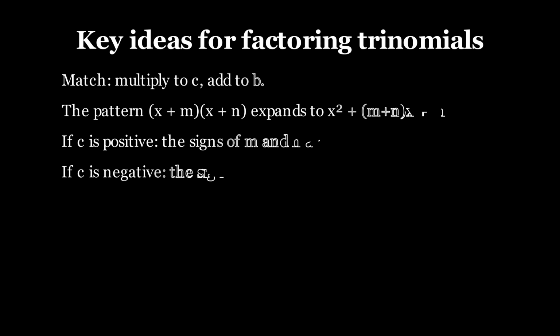It's time for the key ideas. Match, multiply to c and add to b. The pattern parentheses x plus m times parentheses x plus n gives x squared plus parentheses m plus n times x plus mn. If c is positive, m and n have the same sign. If c is negative, m and n have different signs.